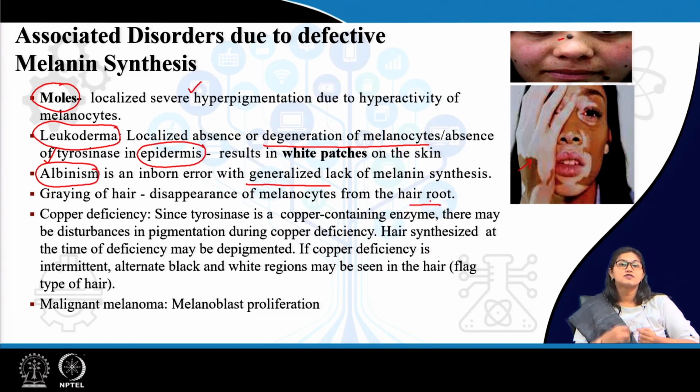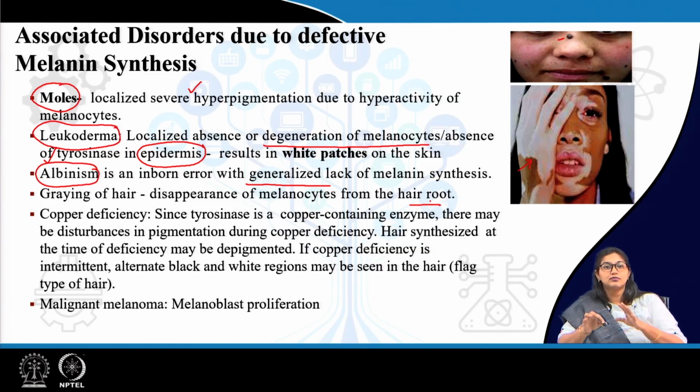Also, as we have already discussed, the enzyme tyrosinase is a copper containing enzyme. Copper deficiency is manifested as defective synthesis of melanin. Now, this is a very interesting thing. When there is copper deficiency, the hair which is synthesized is gray. But in presence of copper, tyrosinase acts properly, and there is adequate melanin synthesis.